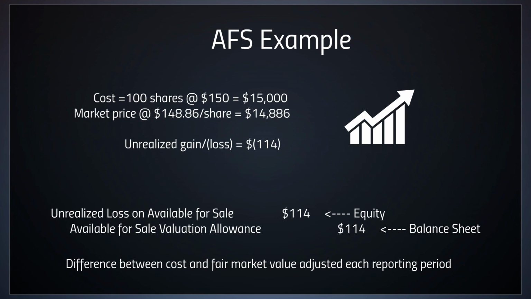In this case, we've lost money, so we can see how it works the other way as well. We have an unrealized loss of $114, which we're going to post as a credit to the balance sheet in our valuation allowance. Since our fair market value is below cost, we're going to adjust $114 credit to the cost so that we equal the fair market value. And then, as we saw in the equity section, we're going to also post a $114 debit on that side as well. And just like the trading securities we saw, we're going to adjust this to the fair market value each reporting period as it changes.